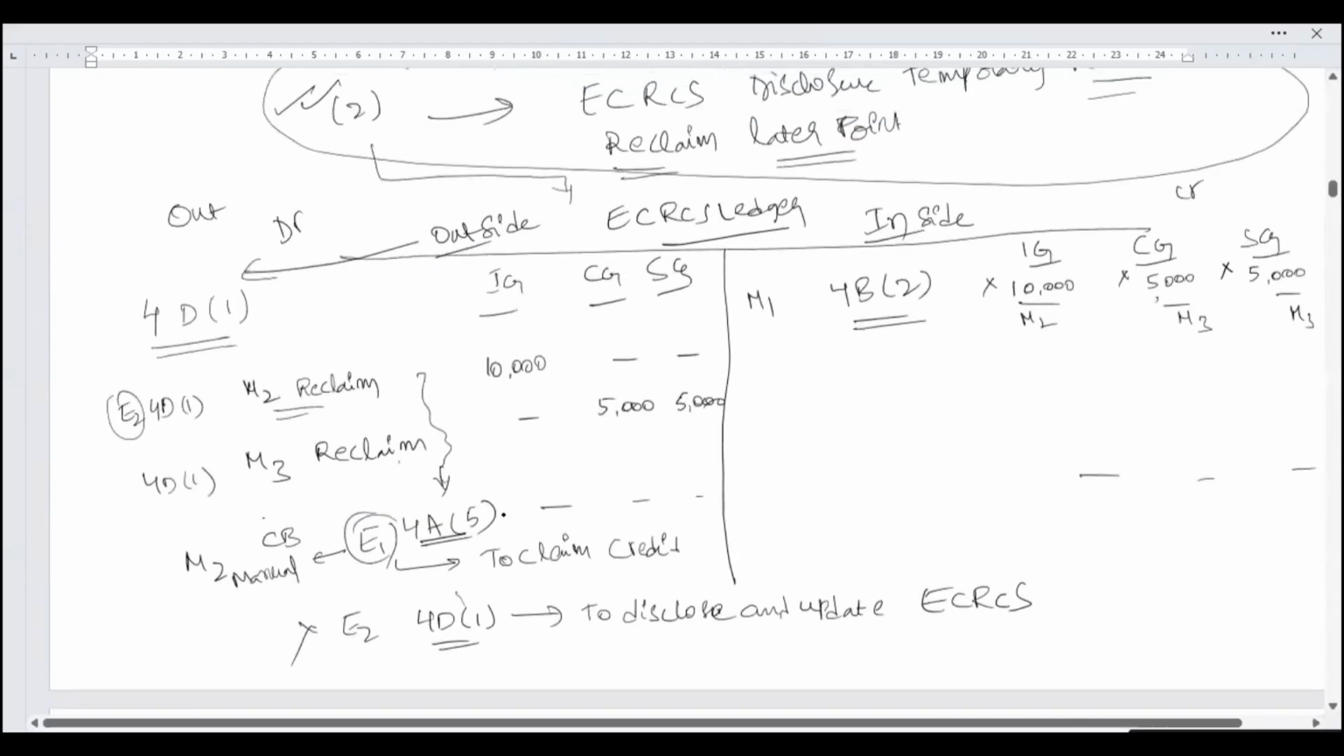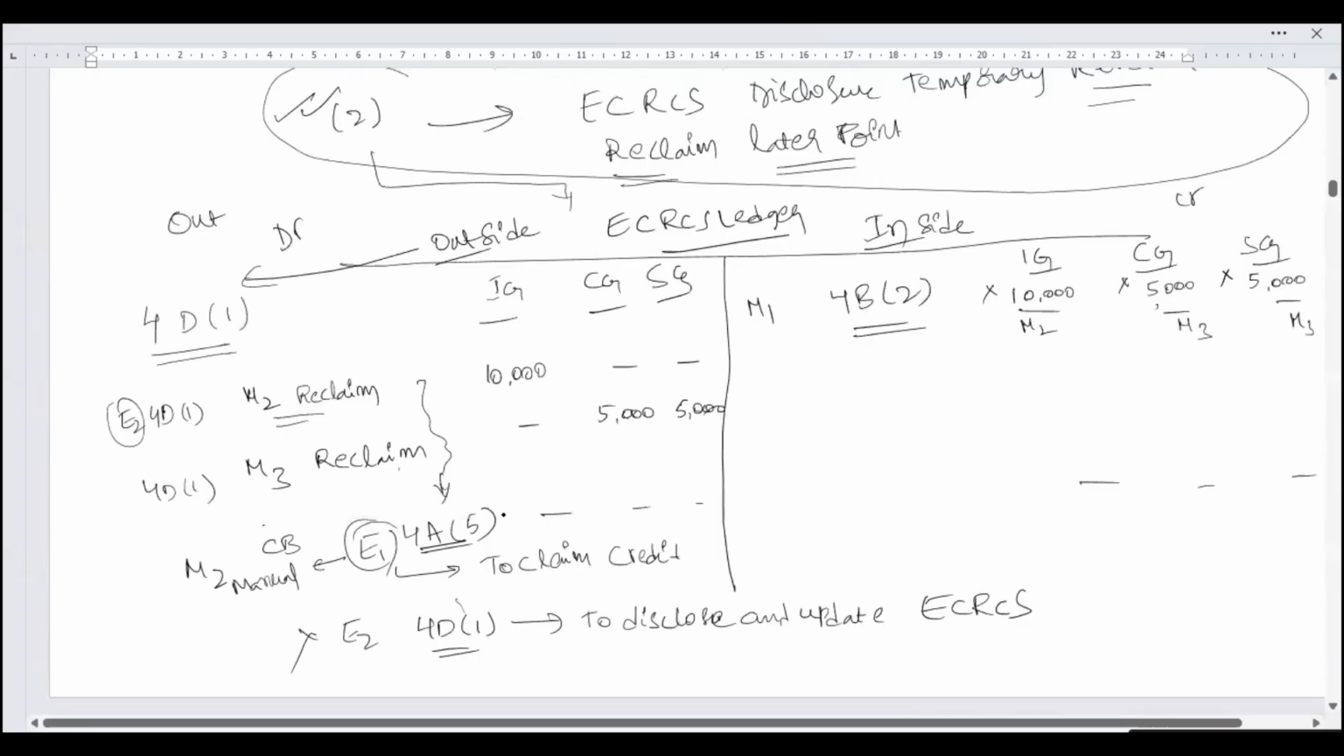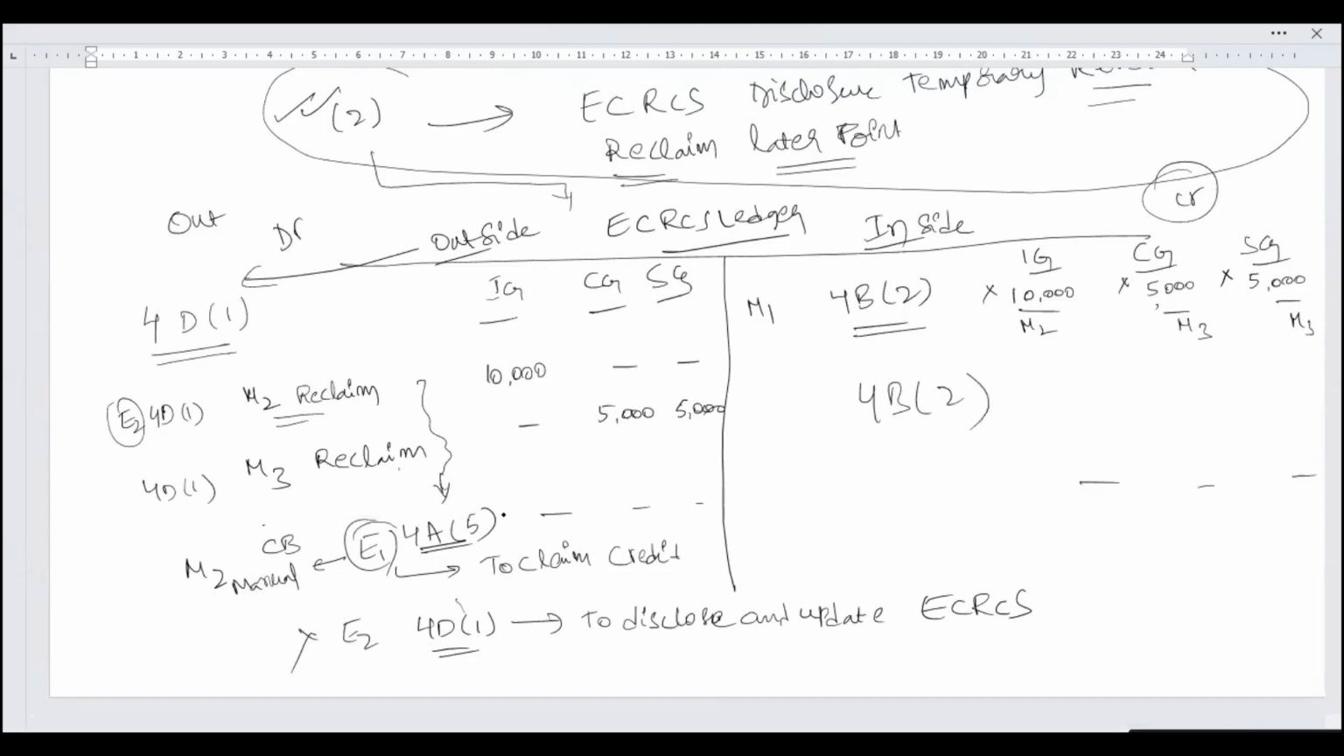Now, coming back, please keep in mind this updation on the credit side. When you look at this ledger, the ECS ledger, on the basis of the 4B2 entry, this gets updated. On the basis of the 4D1 entry, this gets updated. Now again, we have a challenge. What if this is done wrongly?